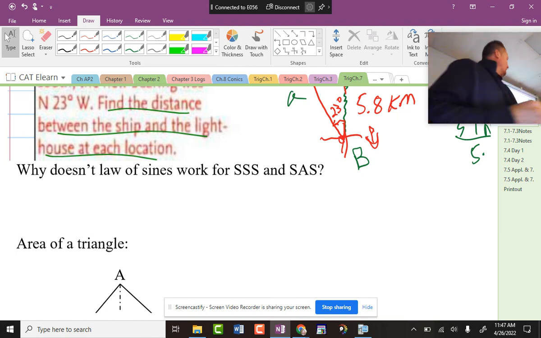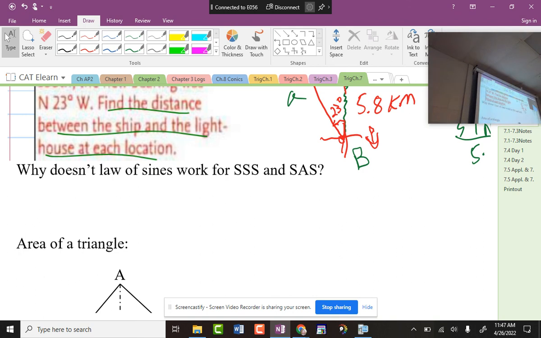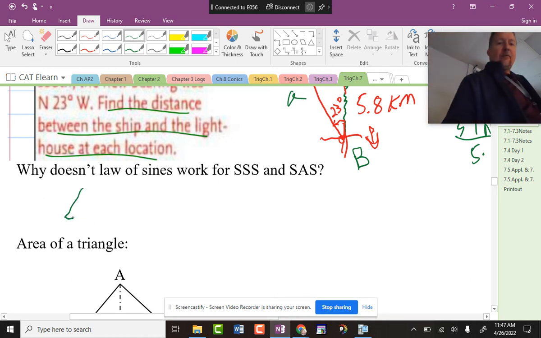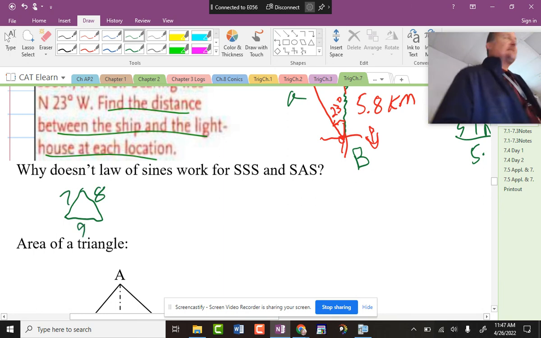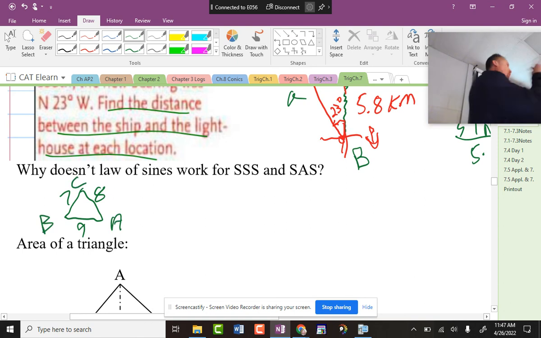Okay. So this is what's going to happen to you on a test. We're going to throw the law of cosines at you Thursday, I hope. That was the plan. I'm doing what the other teachers are doing. But imagine if you had 7, 8, 9. You had a side given, and you called this triangle ABC. You should see immediately why the law of sines will not work for this.